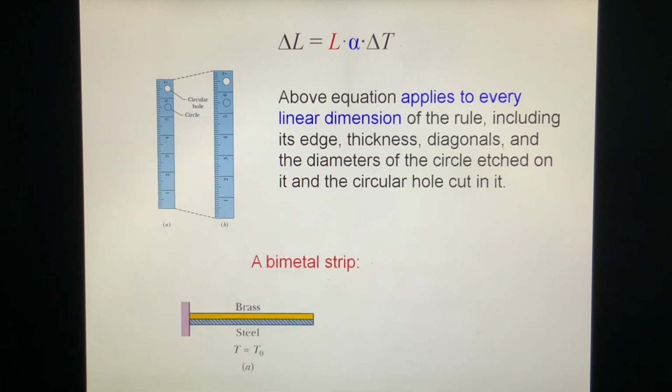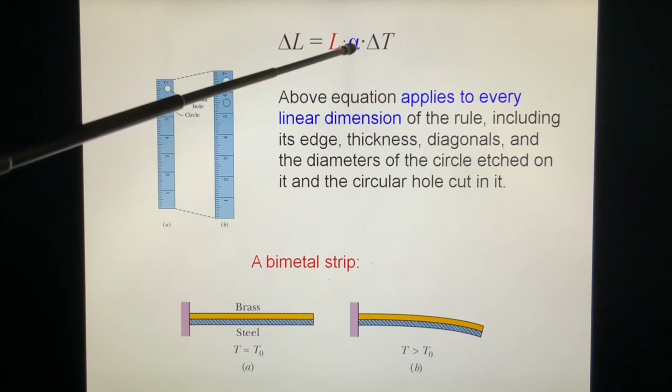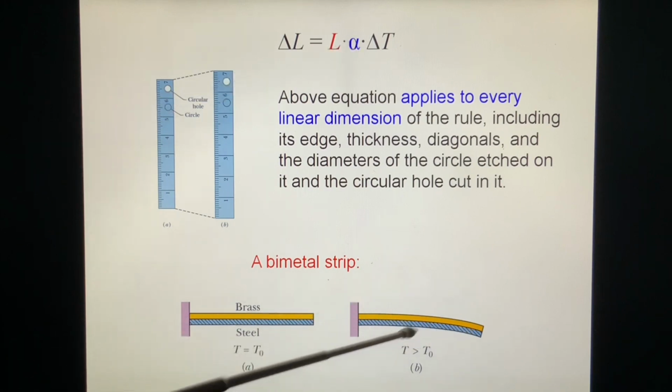Take bimetallic strips. This strip is composed of two different metals. Above is the brass, and the lower layer is steel. When the temperature increases, the brass has a larger alpha, so it extends more. It bends. Okay, we can use this to control the temperature.